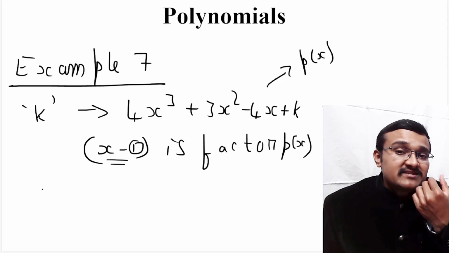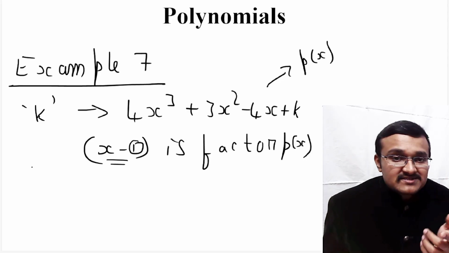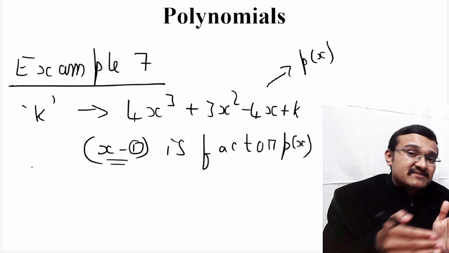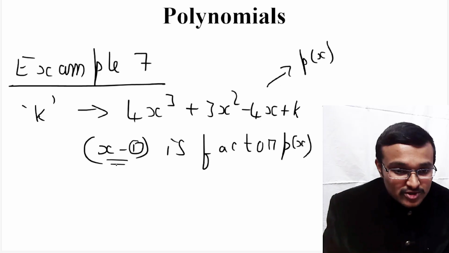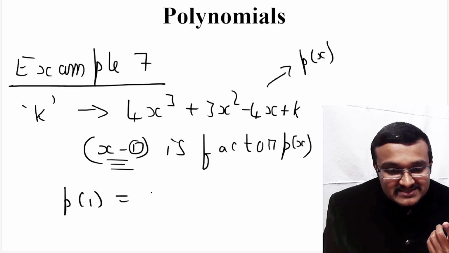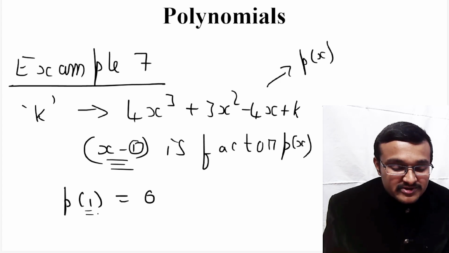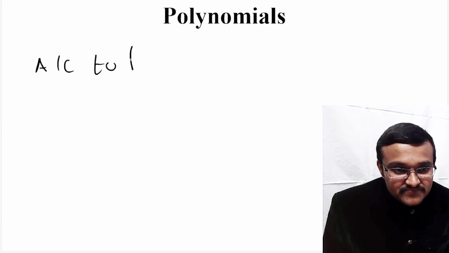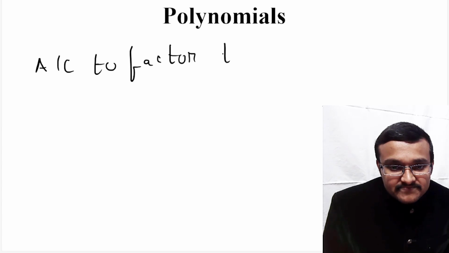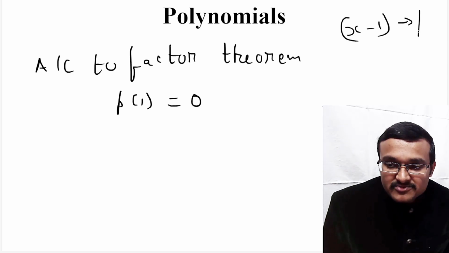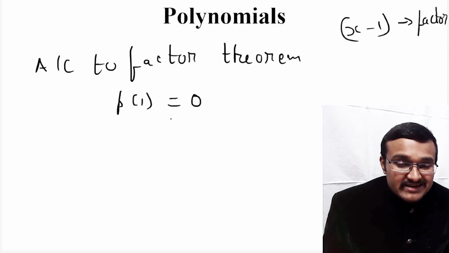In the factor theorem we discussed that if p of a is 0, then x minus a will become the factor. If x minus a is the factor of a polynomial, then p of a will be 0. So here x minus 1 is the factor of this particular polynomial, so p of 1 is equal to 0. Now you substitute 1 in this polynomial. According to the factor theorem, p of 1 is equal to 0, because x minus 1 is the factor of this particular polynomial. So that's why p of 1 is equal to 0.